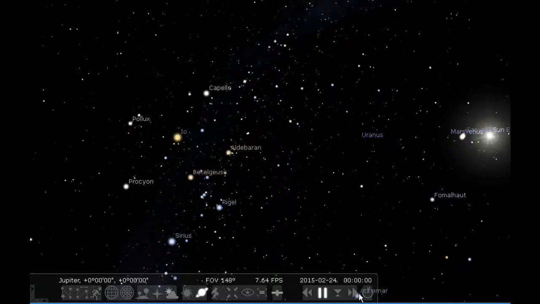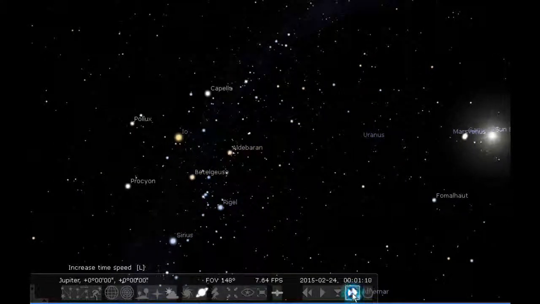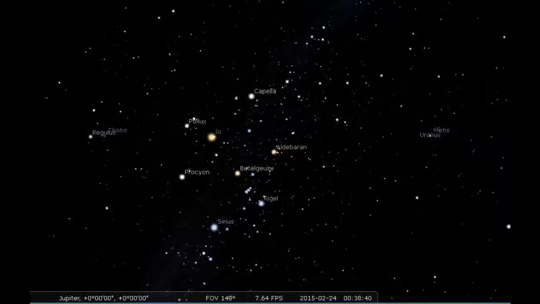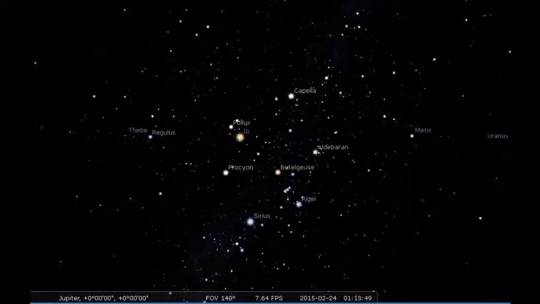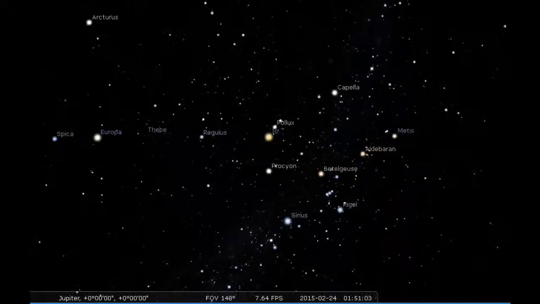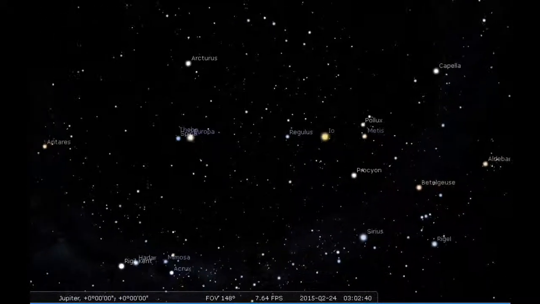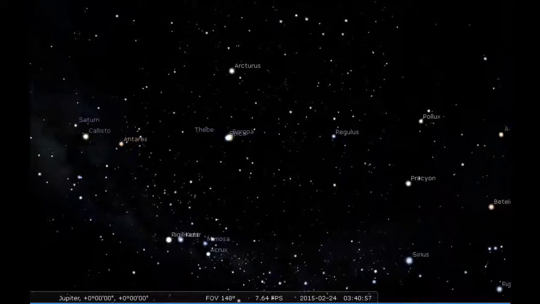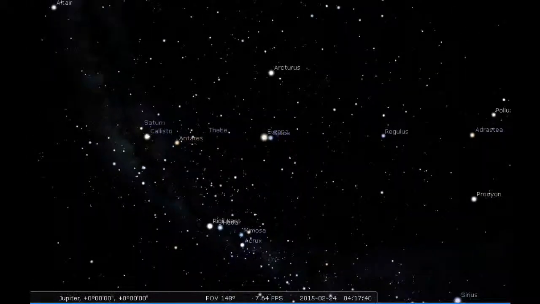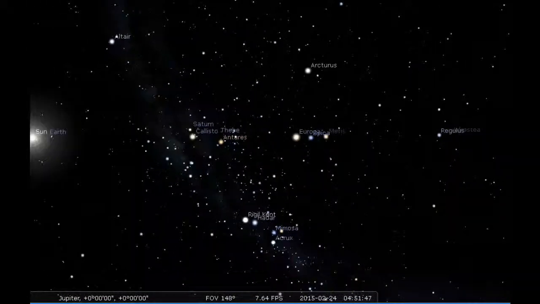So 24 hours of Jupiter's sky, standing on the equator of Jupiter just above the clouds. And this is what we'd see over the next 24 hours if we were rotating with Jupiter at a longitude of 0 degrees. Io just moved into Jupiter's shadow there.